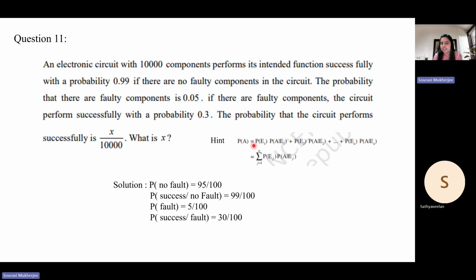So then you can find P(A). How do you get P(A)? By using this formula. For this case, if you multiply, you would see that the answer turns out to be 0.9555. So that's the answer that you would get here.